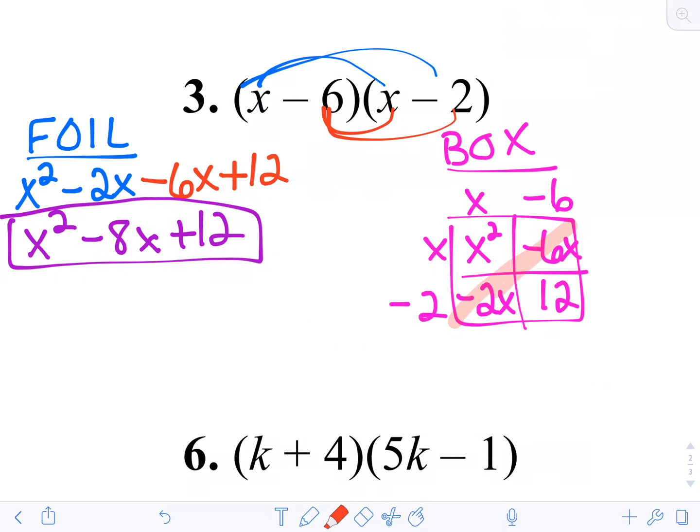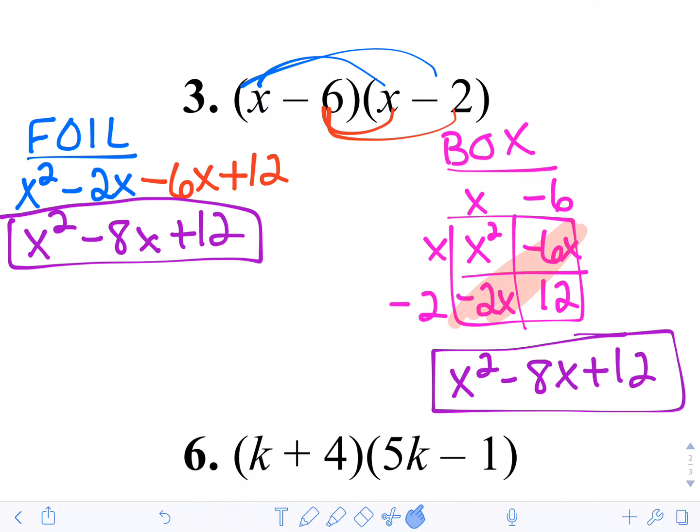Again, these right here just have an x in common, so we're going to combine them. So my final answer would be x squared, negative 2 and negative 6 gives me negative 8x, and a positive 12. So you can see, either method, you'll get the same answer.